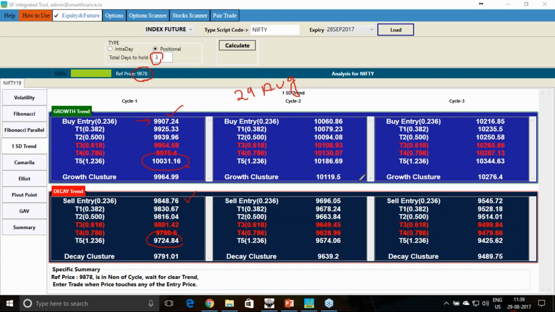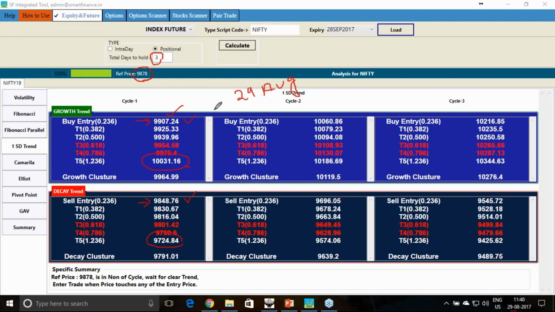Once this 9907 breakout is given, then I'll think of buying a call option. Or if it gives me 9849 below, I can think of selling a call option or buying a put option. So currently I am at 9878, and I'll be waiting for the 9907 level breakout.